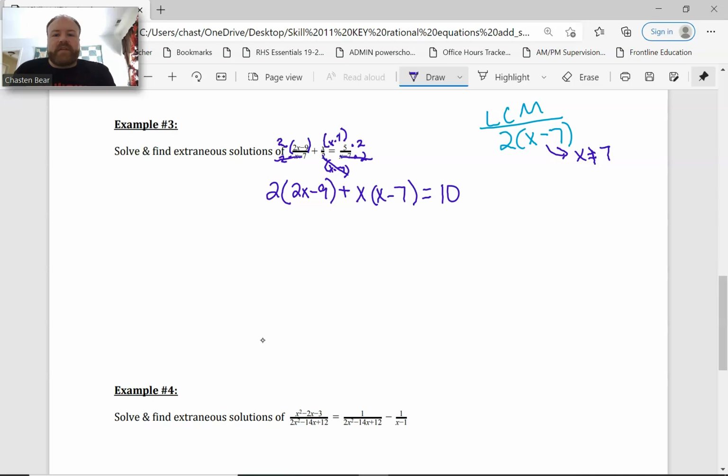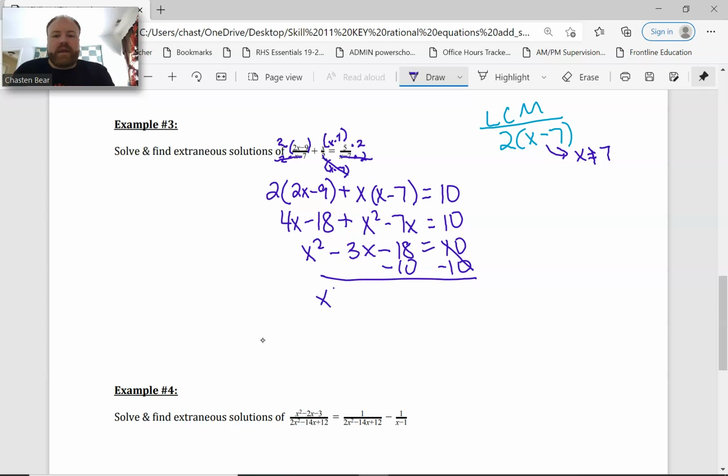All right, so my denominators, I crossed them out because they're common, so I just took my 2 times the 2x minus 9, so it's going to be 4x minus 18. Then I add x times x minus 7, so it'll be x squared minus 7x. And I got my 10 from taking the 5 times 2. Let's see, combining like terms and writing in standard form, I get x squared minus 3x minus 18 equals 10. I must have one side equal to 0. So I get x squared minus 3x minus 28 equals 0.